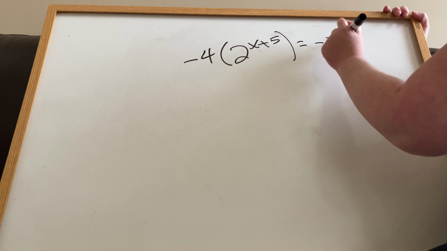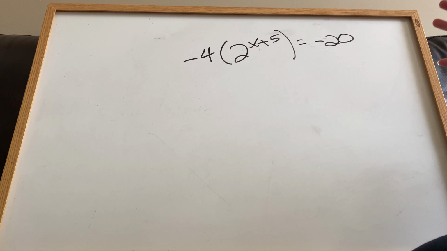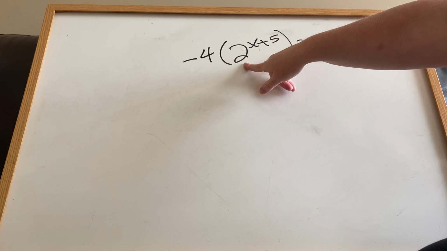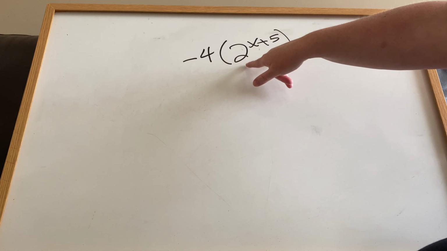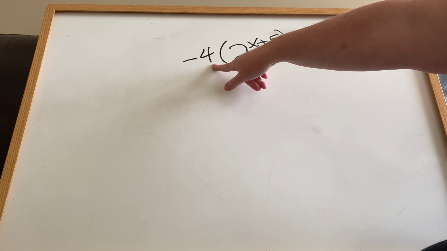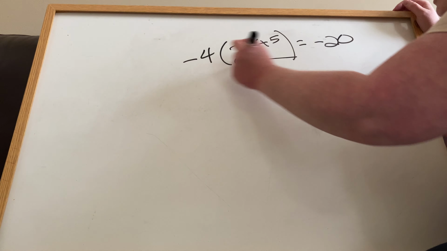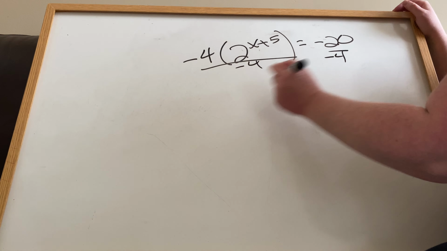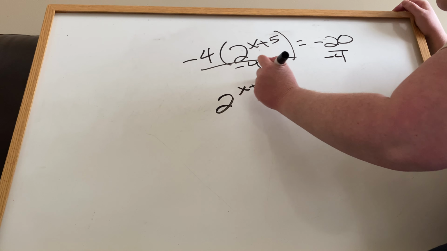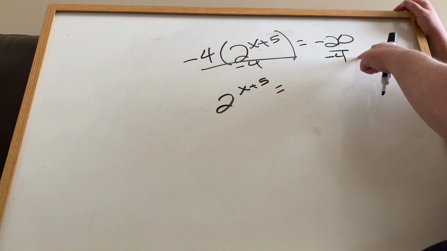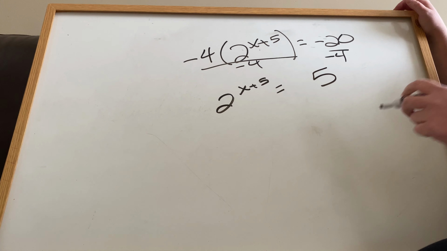Okay, so first thing, same thing. You have to get this, which is your number 2 power thing, by itself. So you've got to get rid of the -4. You can't multiply those together because it's still not math. You would divide by -4. So then you've got 2 to the x plus 5 equals -20 divided by -4, which is going to be 5.